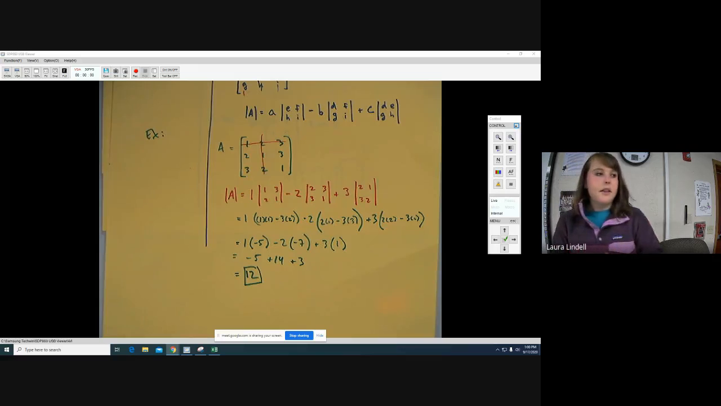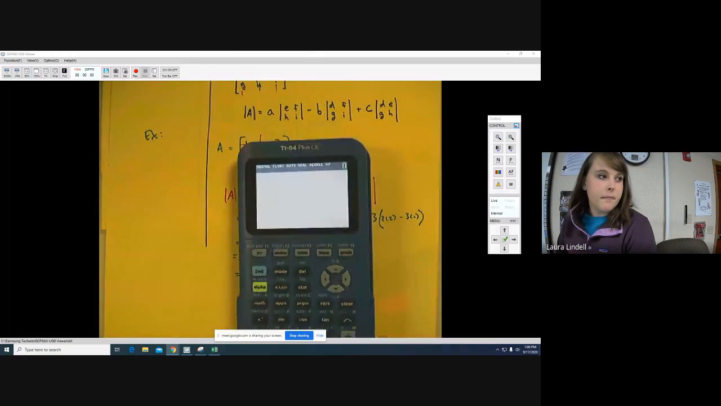So let's break out the calculators. If you have a TI calculator, I will show it there first. If you don't have a TI calculator, I will show it on Desmos after that. So while you're waiting, if you don't have a TI calculator, open a window of Desmos matrix. If you do have a TI calculator, grab that, and we're going to find determinants here.